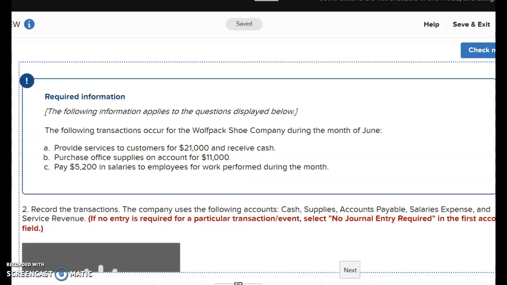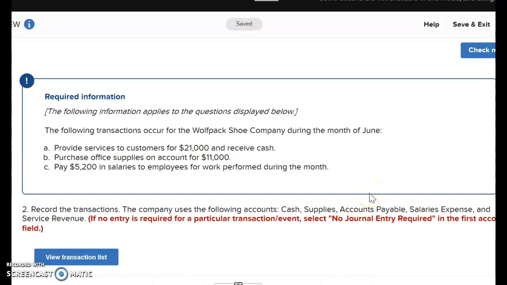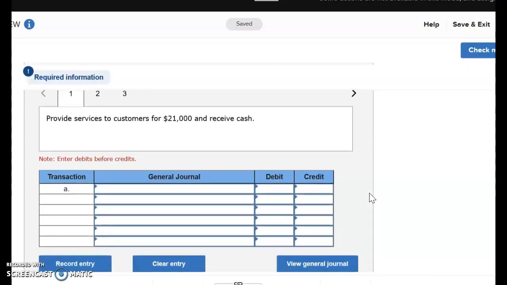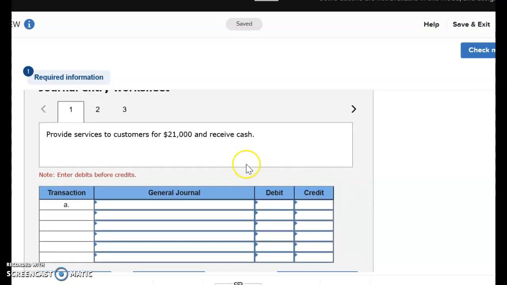Number 27. Here is another listing of transactions, and you're supposed to do the journal entry. All right, I'm going to have to finish this in a subsequent video. Okay?